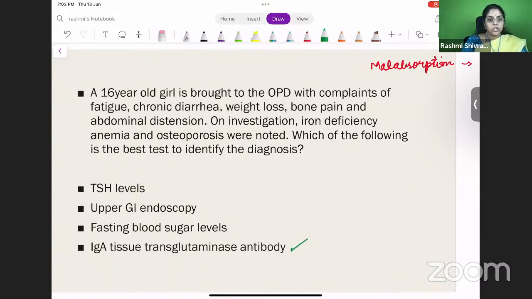So how do they present? They'll be having chronic diarrhea, chronic weight loss, and failure to thrive if it presents early. They can have other associated GI problems also. They will have a constant bloating sensation and irregular bowel habits. There will be vitamin D deficiency, which causes osteoporosis, and severe anemia because B12 and iron don't get absorbed properly.